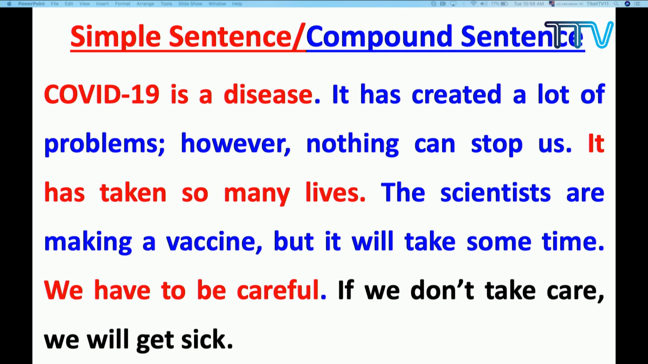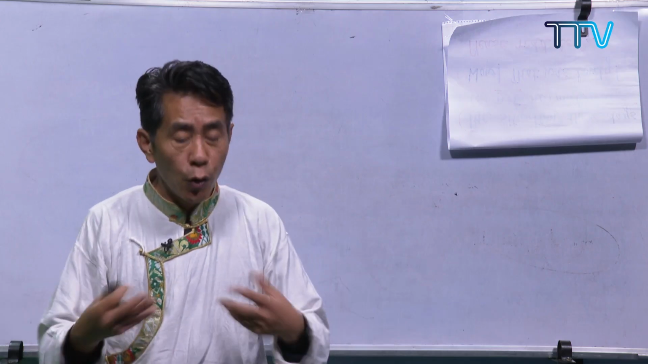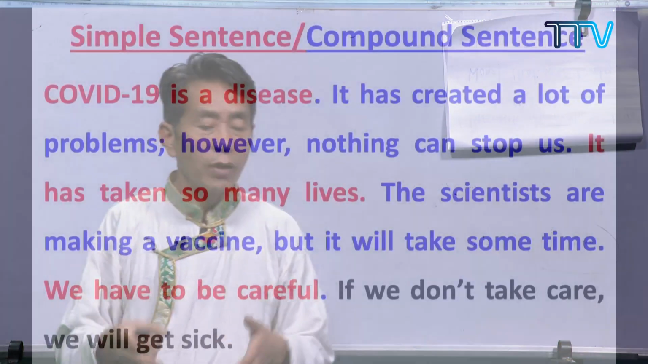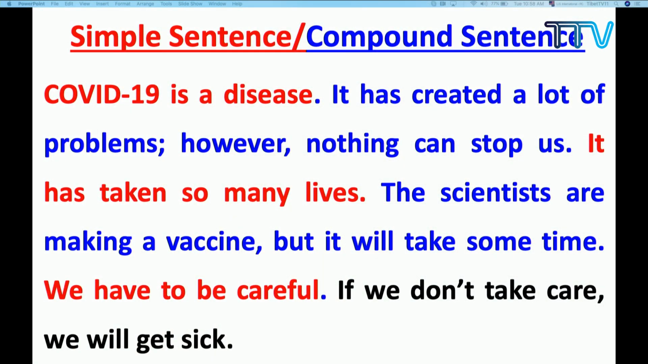What you have to keep in mind is that in a compound sentence, we have two independent clauses joined together, and you know what an independent clause is. Now, I want you to look at this sentence: if we don't take care, we will get sick. Do you think this is a compound sentence? Well, I'm afraid no. Why? Because you will find that there is one clause which is not independent. Can you identify this?